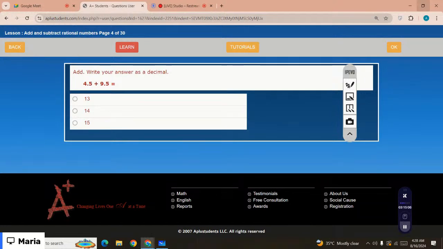Add 4.5 plus 9.5. So which is the correct option?